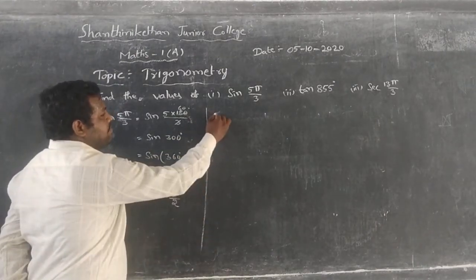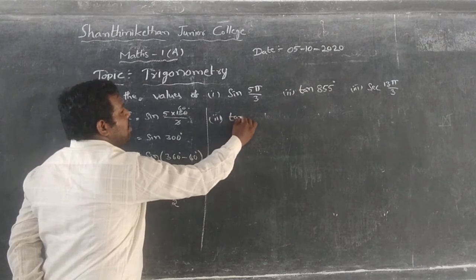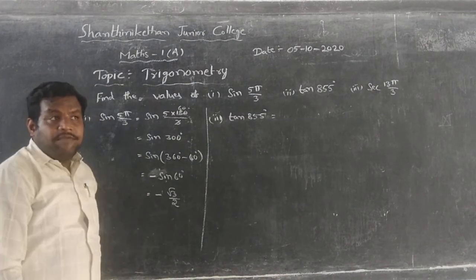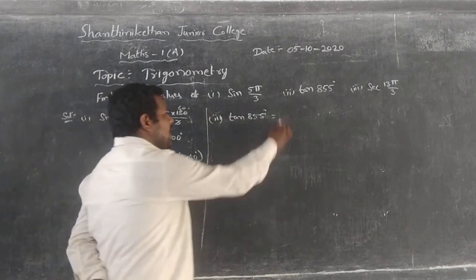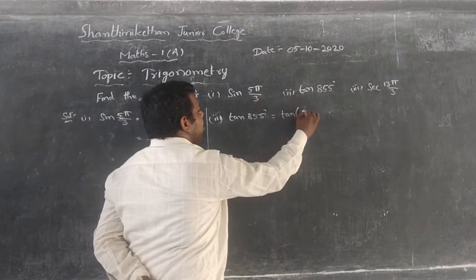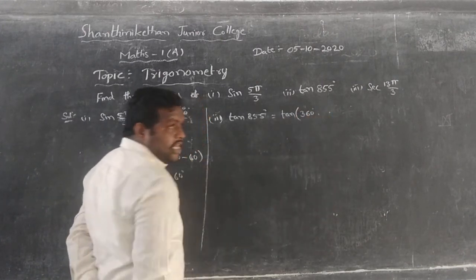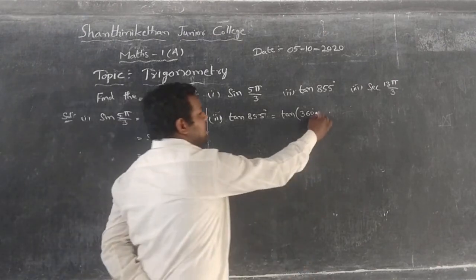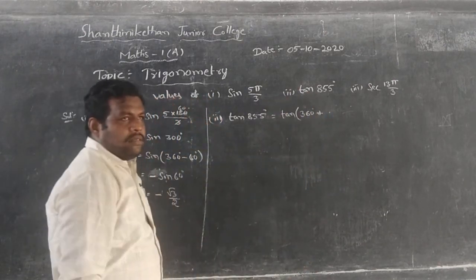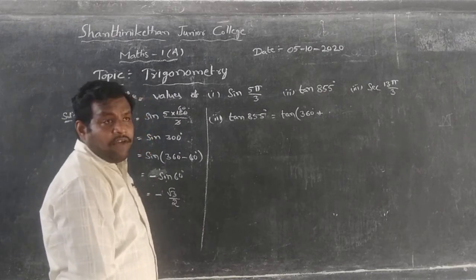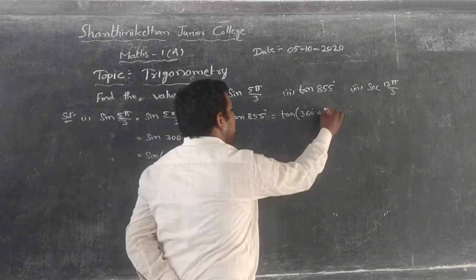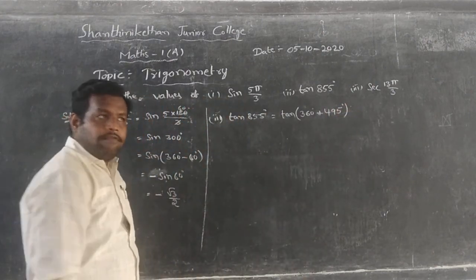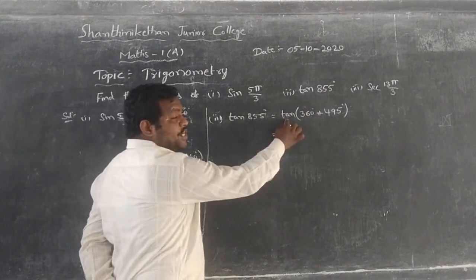What about the second one? Tan 855 degrees. We don't know the value of 855 degrees, so these angles can be changed by using related angles. What is the highest related angle? 360 plus theta. So 855 can be written as 360 plus... What is the next one? 395 or 495? 495. 360 plus theta is in which quadrant? First quadrant. In the first quadrant, all ratios are positive.